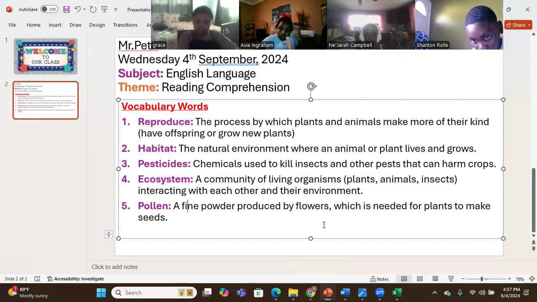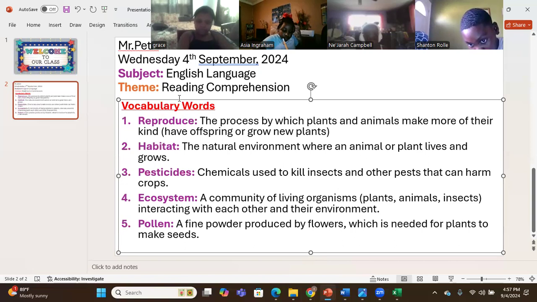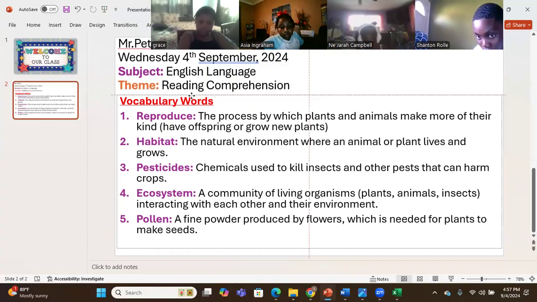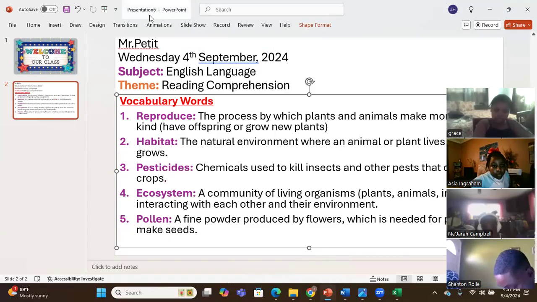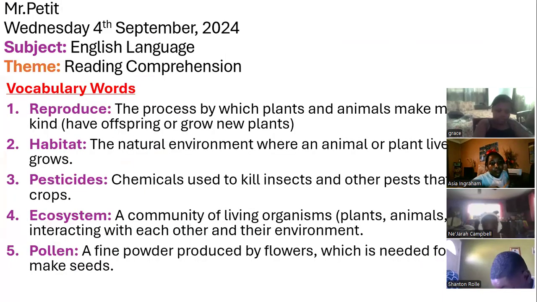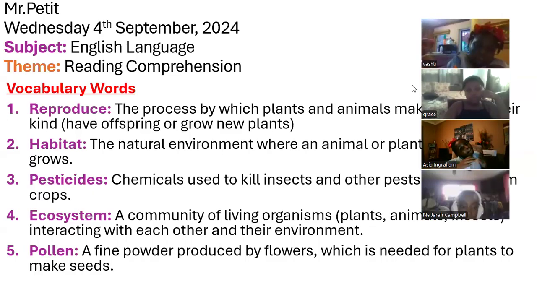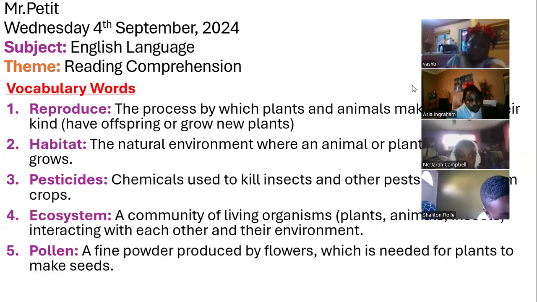All right, so we have reproduce, habitat, ecosystem, and pollen. Now, based on this, what do you think the story is going to be based on? Animals, okay. Anyone else? Ecosystem or pollen, okay, good. Anyone else? Habit? You mean habitat? Yes, sir. Habitat? Plants. Okay, plants. All right.